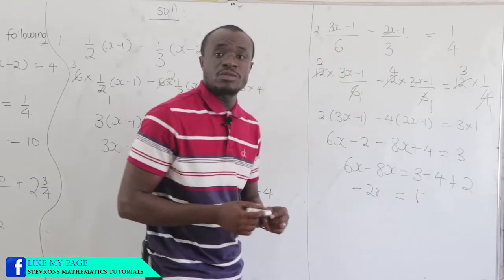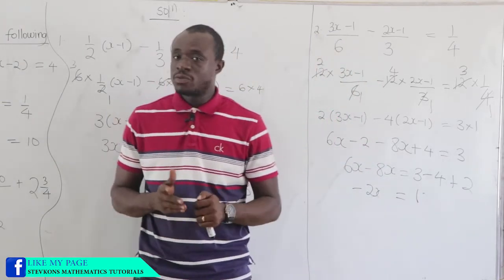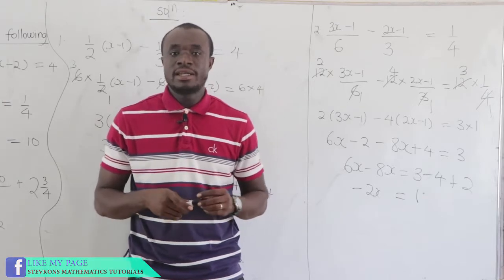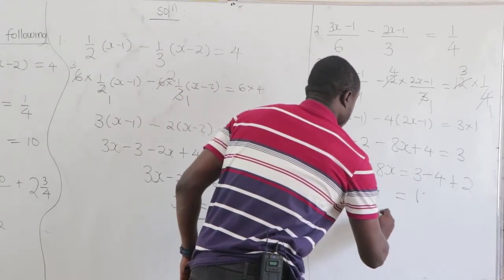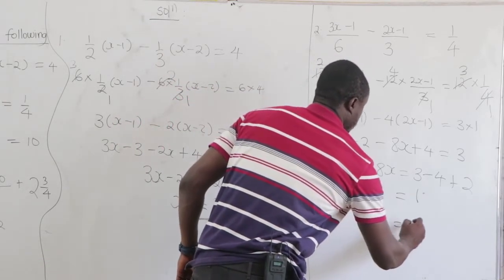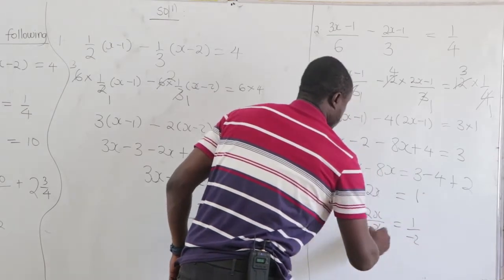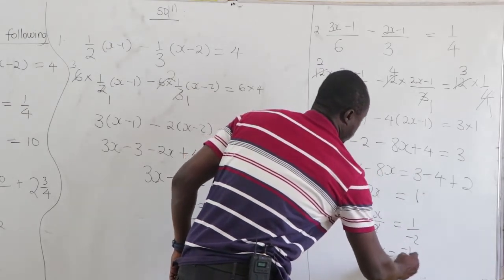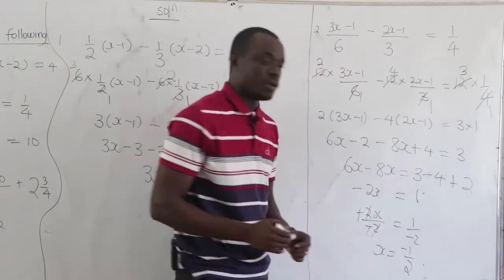We want to find x. What is multiplying the x? Negative 2 is multiplying the x, so we divide by the negative 2. So negative 2x all over negative 2, 1 all over negative 2. So our x is equal to negative 1 all over 2.